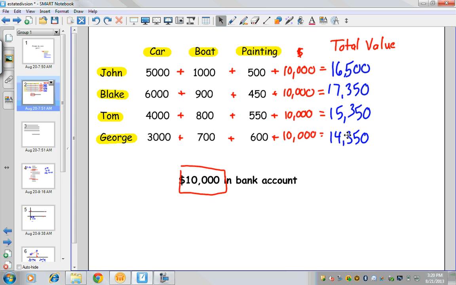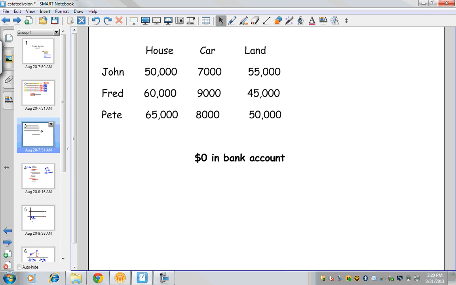Okay. All right. So we're going to leave this problem and go to another problem here. We have a new problem where we have John, Fred, and Pete. They're heirs to an estate where we have a house, car, and land. Now, in order to get the total value of the estate, we're going to add all of these bids up.